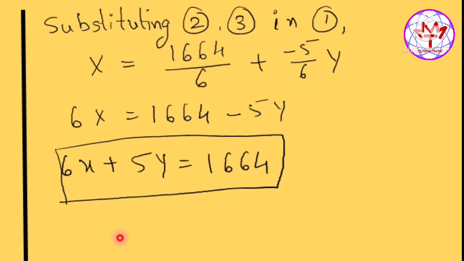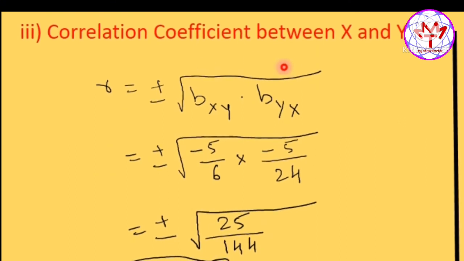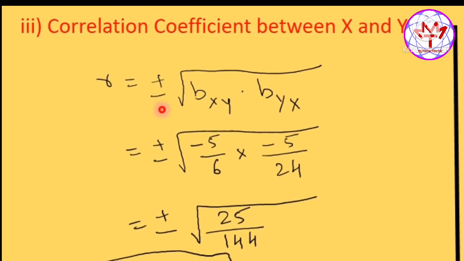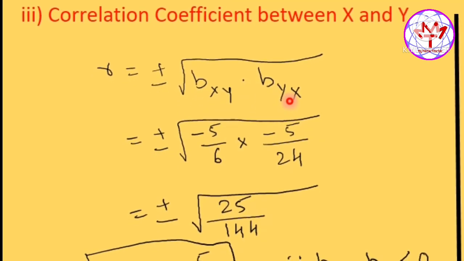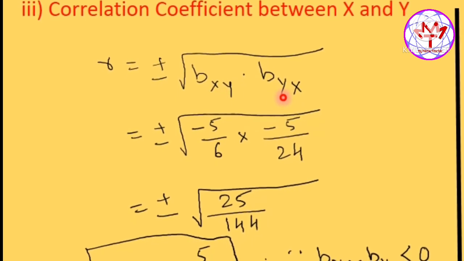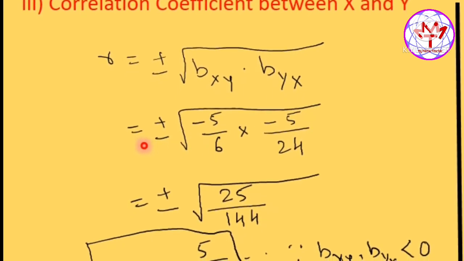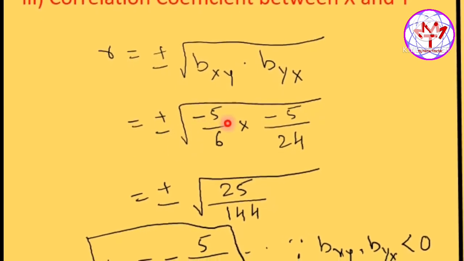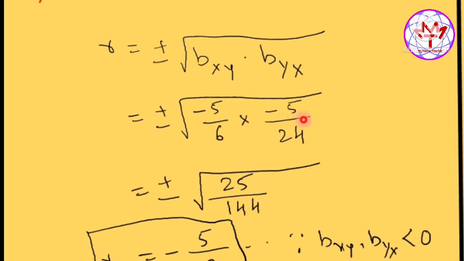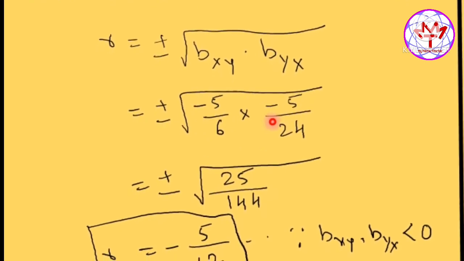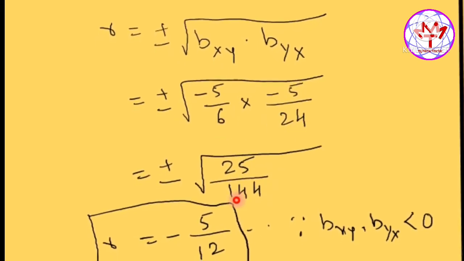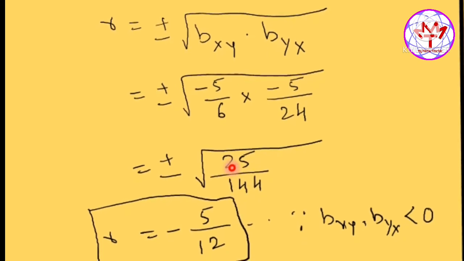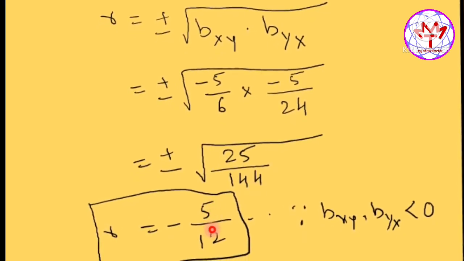Now the third question is to calculate the correlation coefficient between x and y. So the correlation coefficient between x and y is given as plus minus under root bxy into byx. So we have already calculated the values of bxy and byx. So let us substitute. So we get r is equal to plus minus under root minus 5 by 6 into minus 5 upon 24. Now minus into minus will become plus, and 5 into 5 is 25, 6 into 24 is 144. So the square root of 25 upon 144 will be equal to 5 upon 12.